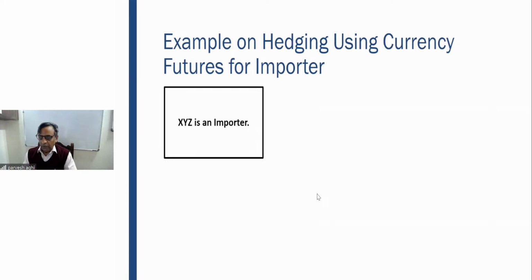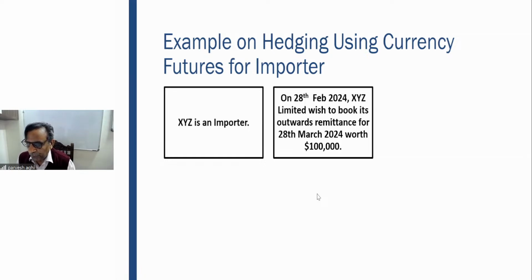Please focus here. Very good, important one. Example on hedging using currency futures. Suppose you are an importer, and you're trying to hedge using currency futures. You're not going to a bank, but you're going to the stock exchange window and doing your hedging. So XYZ is an importer. Now on 28th of February, which was yesterday, XYZ Limited wished to book its outward remittance for 28th of March 2024 worth $1 lakh.